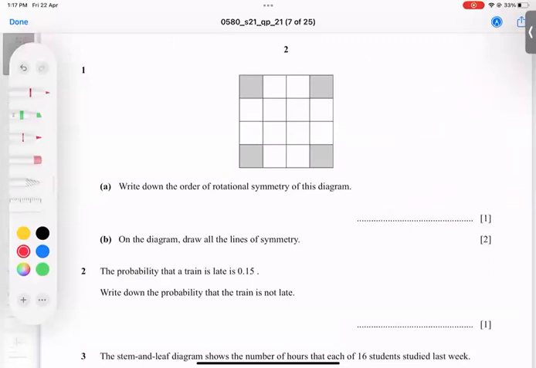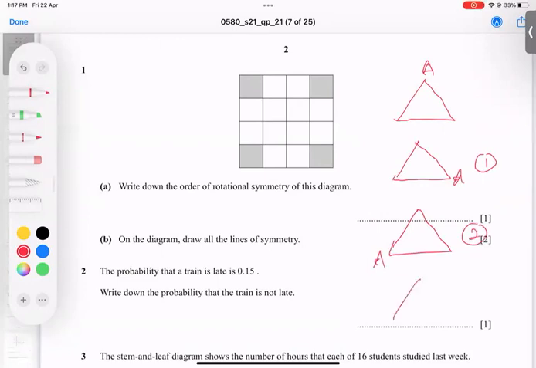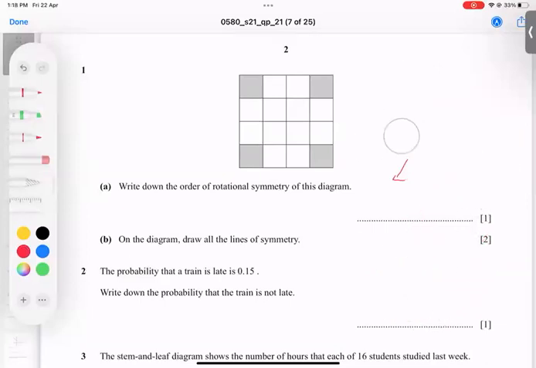For example, this is a triangle. This is A. If I rotate, A comes here, I count it as 1. A comes here, I count it as 2. A comes on the top, I count it as 3. So an equilateral triangle has 3 rotational symmetries. So I hope the basic idea is very clear. Now come to the point, how many rotational symmetries does it have?